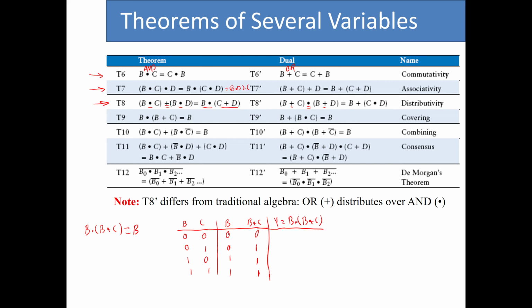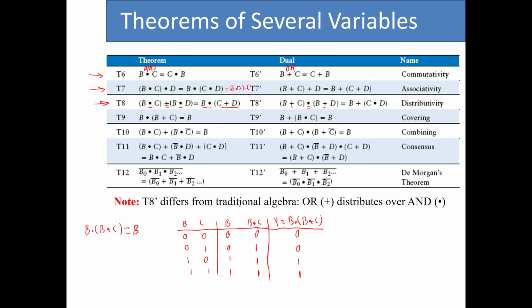output for Y, we have to calculate the AND of B and B plus C. So AND of 0 and 0 is 0, AND of 0 and 1 is 0, AND of 1 and 1 is 1, and AND of 1 and 1 again is 1.